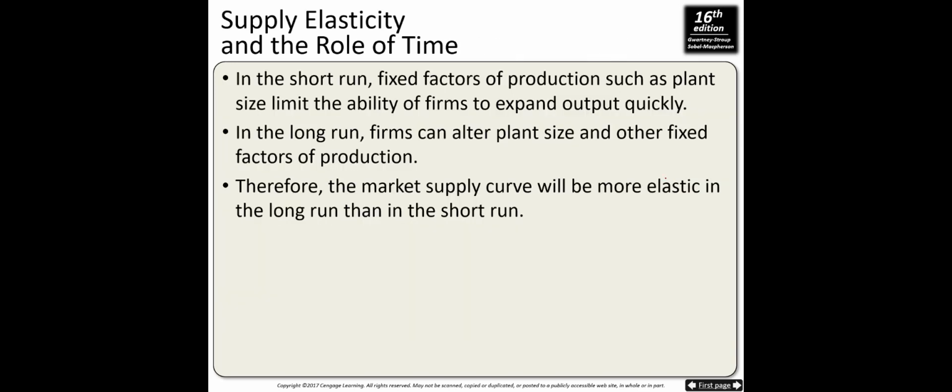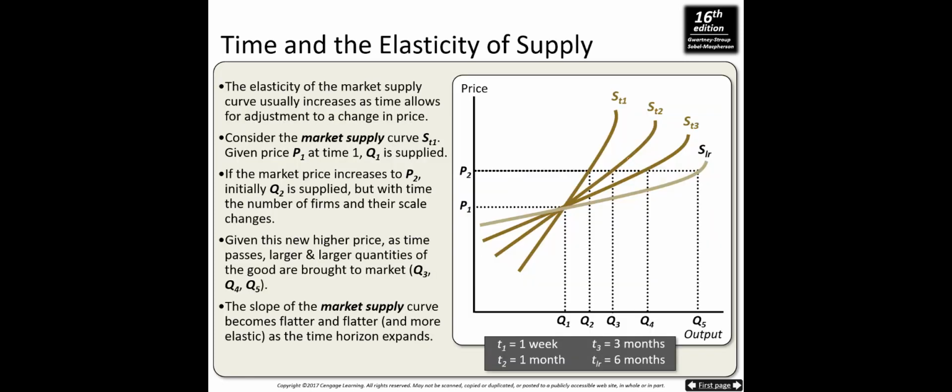Now next we talk about supply elasticity and the role of time. In the short run, fixed factors of production such as plant size limit the ability of firms to expand output quickly. But in the long run, firms can alter plant size and other fixed factors of production. Therefore, the market supply curve will be more elastic in the long run than in the short run. Time and the elasticity of supply.